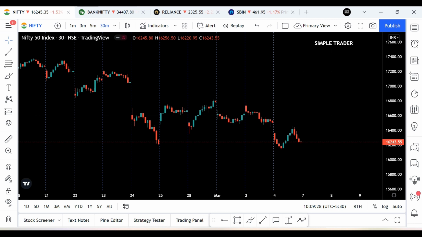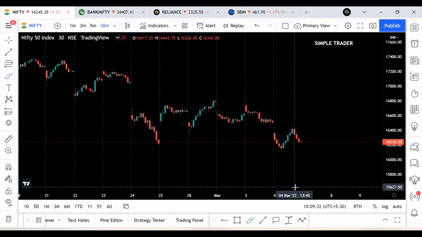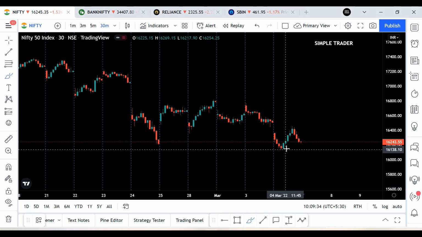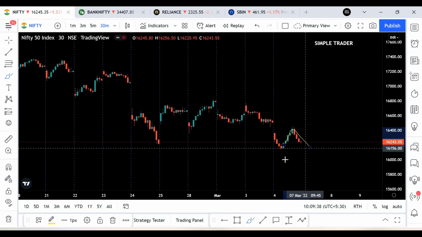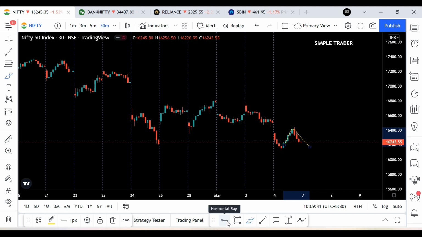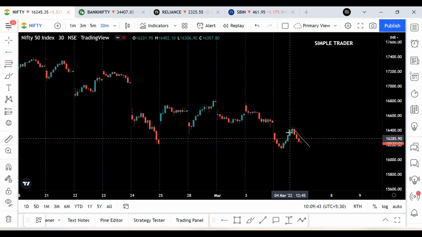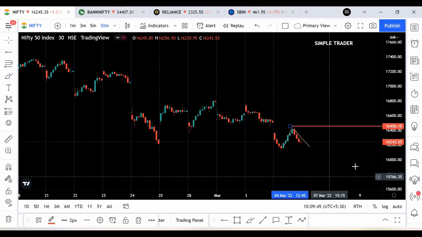Okay. So what is the logic? We need to identify the visible turning point. So first we identify resistance. Okay. Where is the visible turning point? The price goes up and reverses, right? This is one of our visible turning points. So we identify this as our resistance.